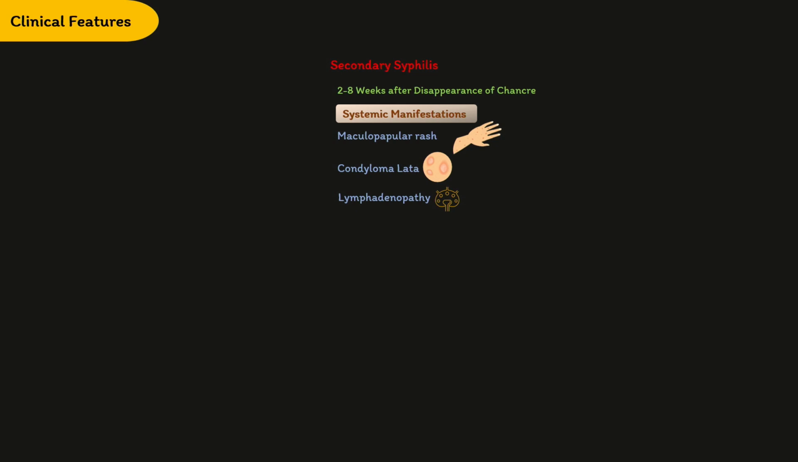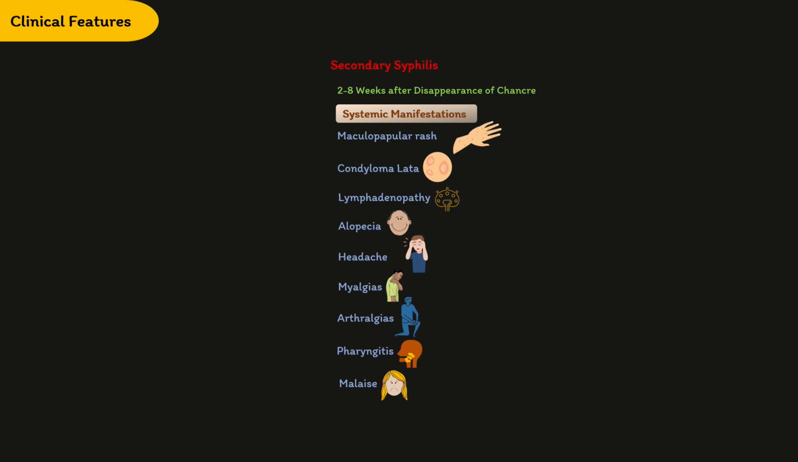We can see alopecia, which is basically patchy hair loss. The patient can suffer from a headache. They can suffer from myalgias, which are pain in muscles. They can suffer from arthralgias, which are pain in joints. And they can also complain of pharyngitis, which is sore throat. They can also complain of malaise, that is a general feeling of ill health. And you can also see hepatosplenomegaly, which is enlargement of the liver and the spleen. As the cutaneous manifestations contain a high load of spirochetes, it's imperative to remember that these lesions are highly contagious.